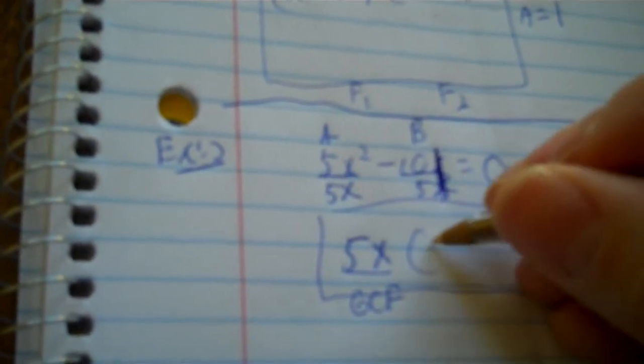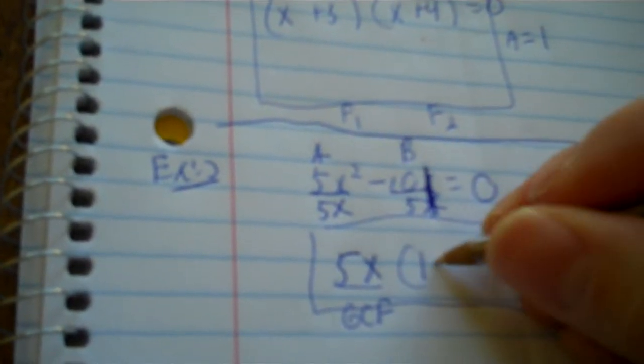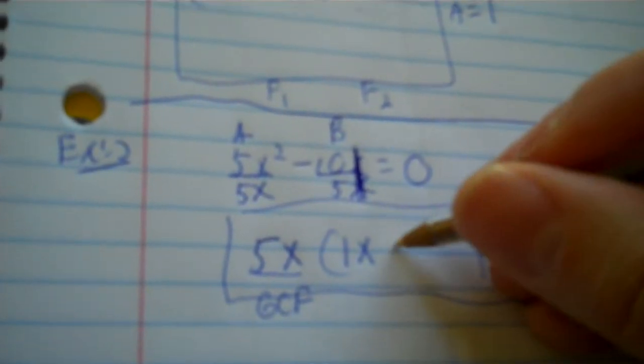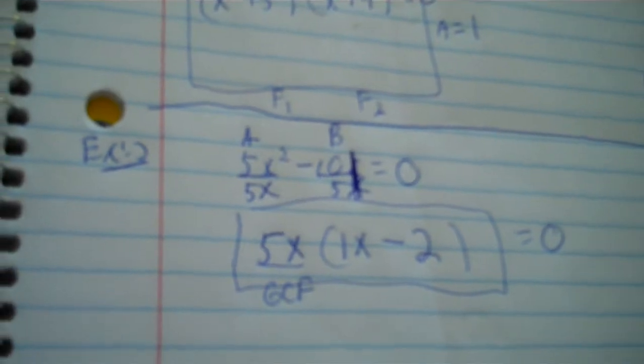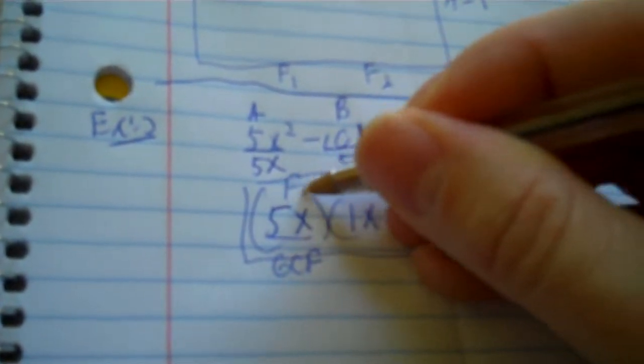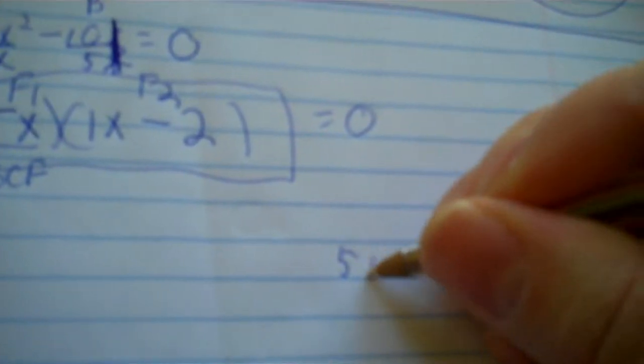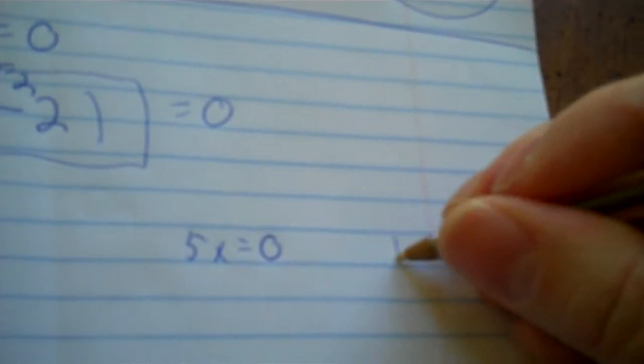So 5 divided by 5 is 1. x second divided by x is always x. And then negative 10 divided by 5 is negative 2, so minus 2. So now I have my F1 and my F2 right there. And now I just go solve it. So 5x could equal 0, or 1x minus 2 could equal 0.